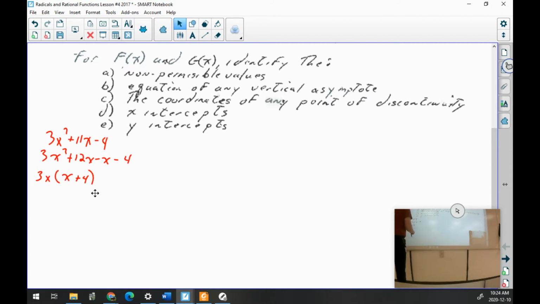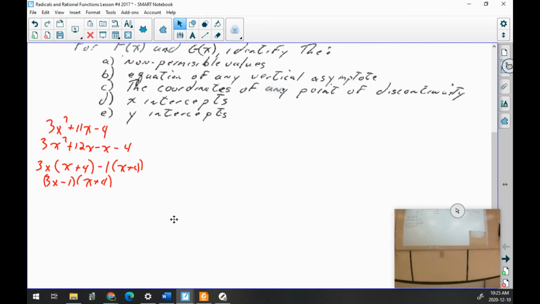Common factor of the first two terms is 3x. Common factor of the last term is negative 1. So this factors out to be 3x minus 1 and x plus 4. I do the same thing with the second, or the denominator in this case. Now in this case, I could still do the decomposition method because I know there's only two factors for 2.